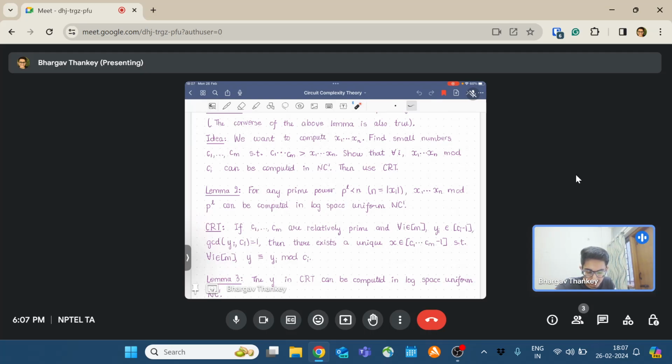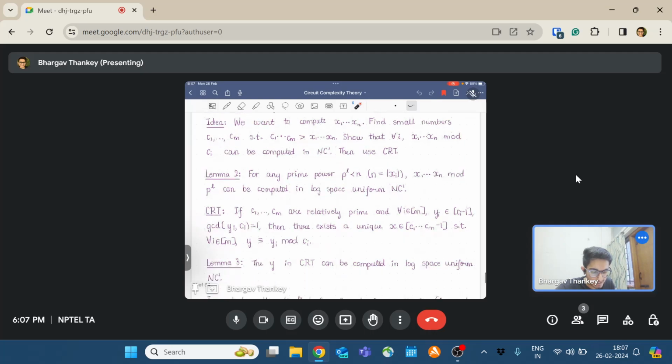In the Chinese remaindering theorem, we have c1 to cm, which are relatively prime. And for all i in m, yi in 0 to ci minus 1 is such that the GCD of yi and ci is 1, so yi and ci are relatively prime as well. Then the theorem says that there exists a unique x in 0 to c1 times c2 up to cm minus 1, so that for all i in m, x equals yi mod ci.